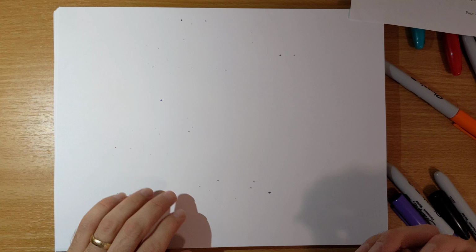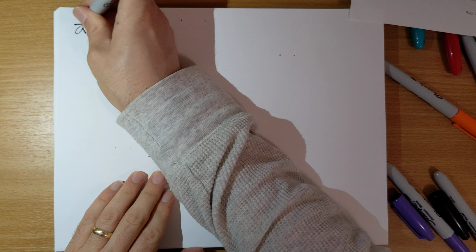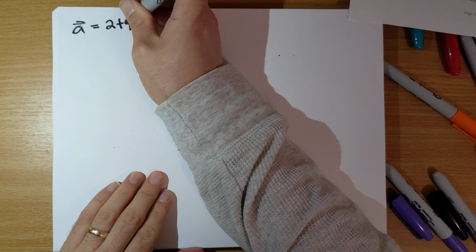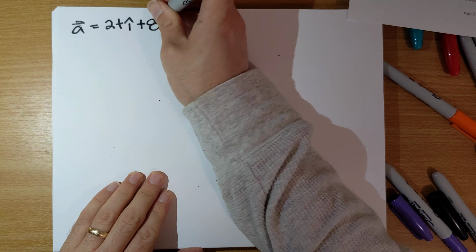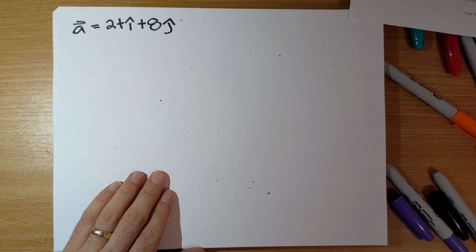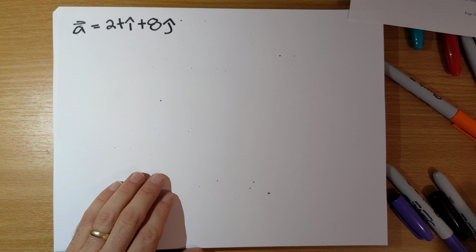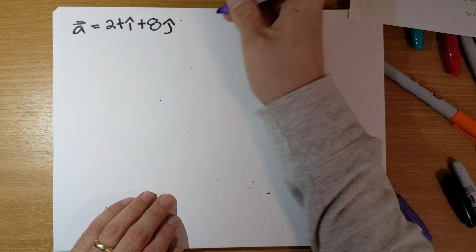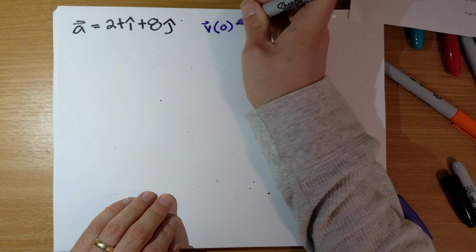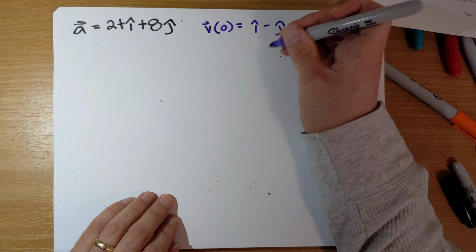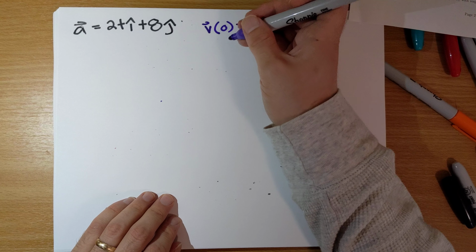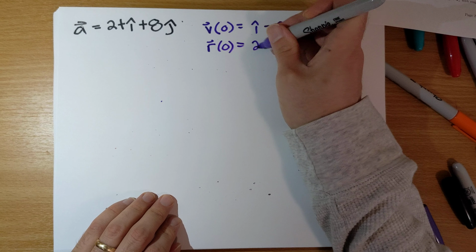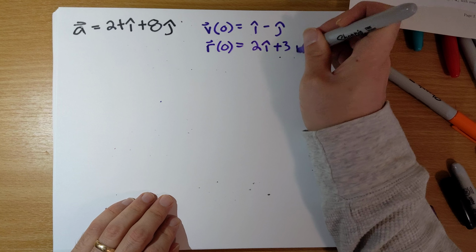The acceleration of a particle in the plane is 2t i hat plus 8j hat. So first thing is we need to find the particle's position as a function of t. We're told that v of 0 is i hat minus j hat, and the position at time 0 is r of 0 equals 2i hat plus 3j hat.